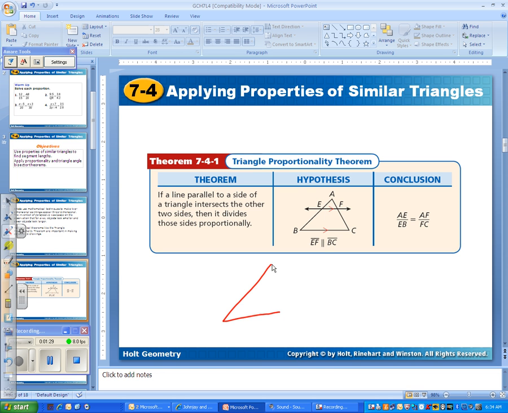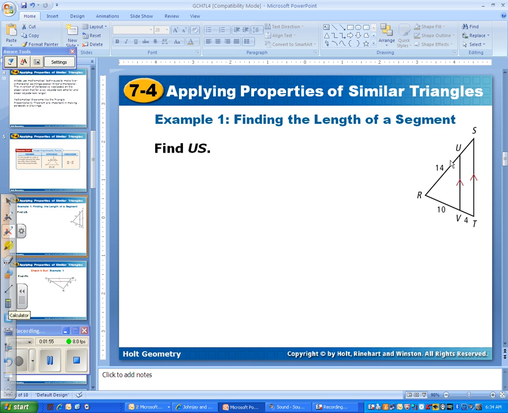So if I give you something like this, and I tell you that this is parallel to this one, and let's say this side length is 3, and this side length is 9, and this side length is 4, and this side length we don't know, you can set a proportion. So 3 over 9 equals 4 over x, and then cross multiply and solve. Okay? So that's the first thing, triangle proportionality theorem. They have to tell us that those lines are parallel.